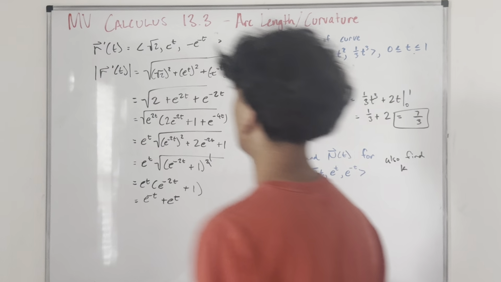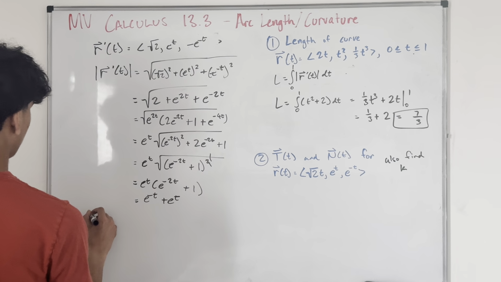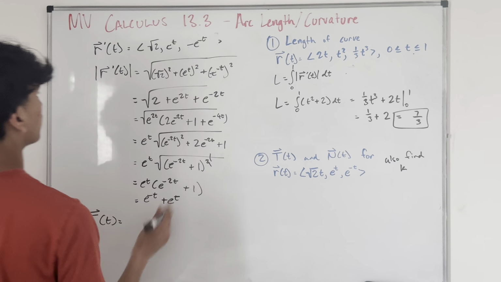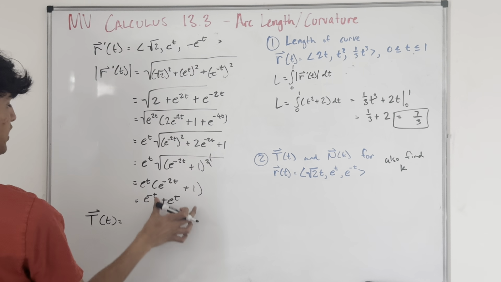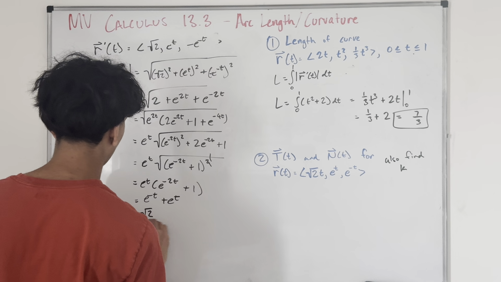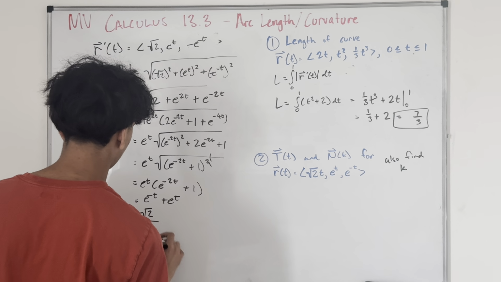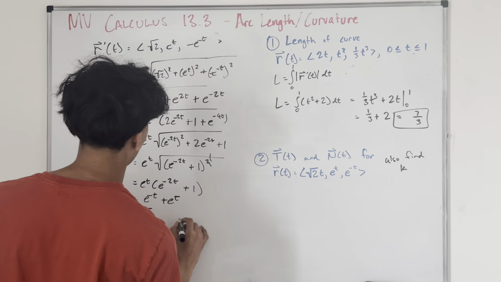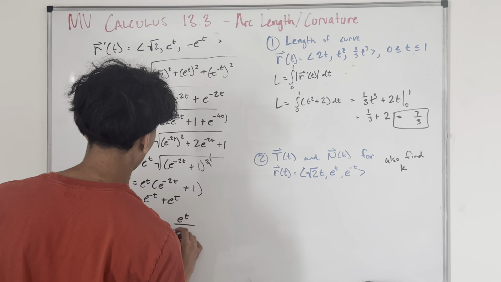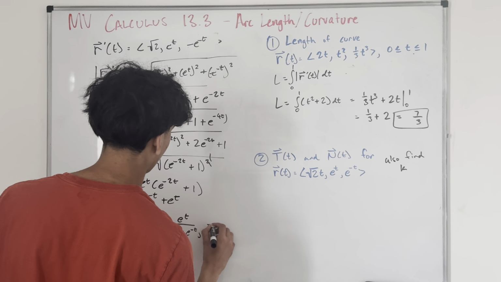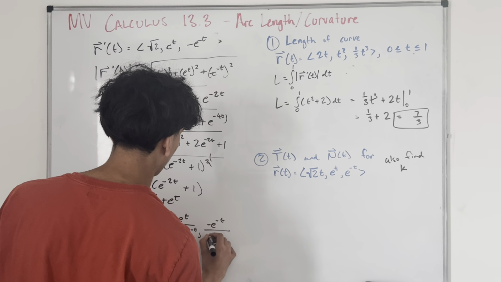So now I know T of t, the tangent vector, is going to equal this divided by the magnitude, right? So I have root 2 over e to the t plus e to the negative t. I have e to the t over e to the t plus e to the negative t. Then I have negative e to the negative t over e to the t plus e to the negative t.